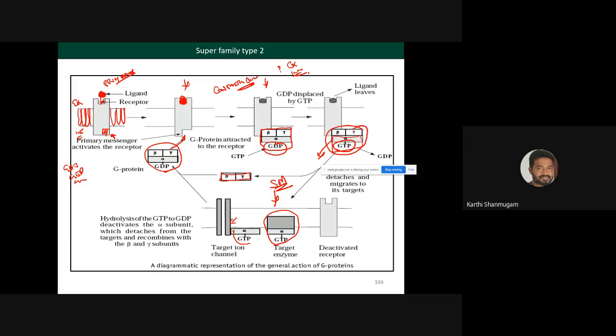We can say that this alpha subunit with GTP is a good example of a secondary messenger, which can either activate or deactivate some events inside the cell. Examples: activation of ion channel, inactivation of ion channel, activation of enzyme, or inhibition of enzyme. These are the things that can be done with the help of the secondary messenger. Is it understandable?